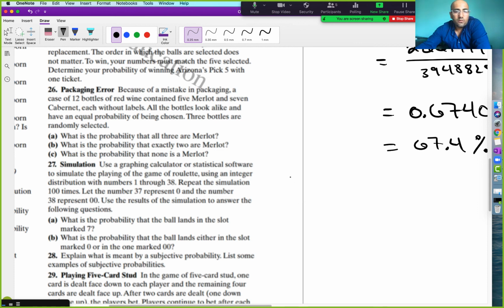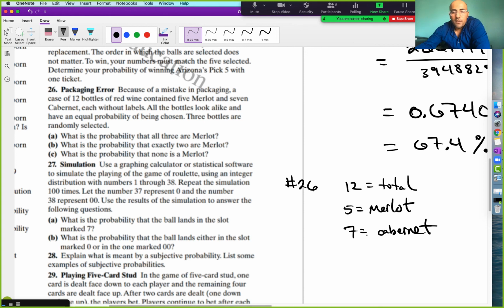12 bottles total. This is number 26. 12 total. And from that 12, we have 5 that are Merlot. And that means that 7 are Cabernet.